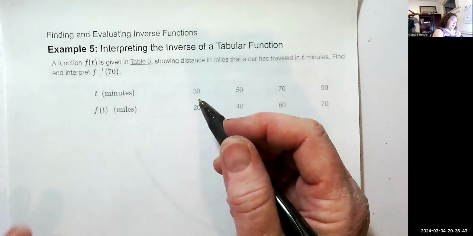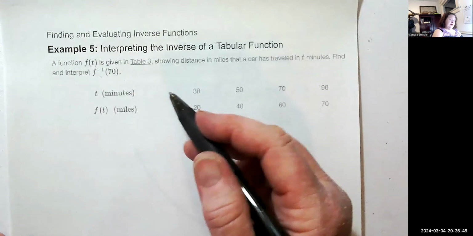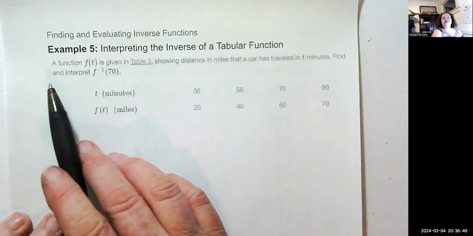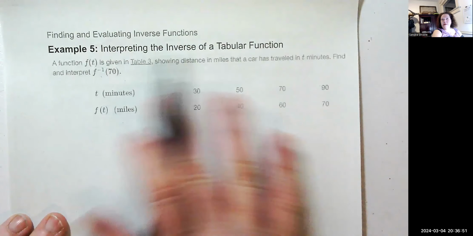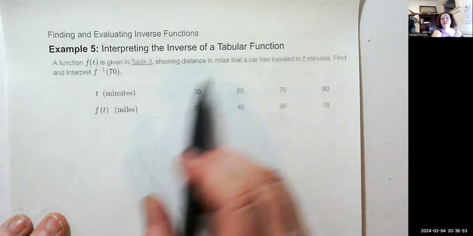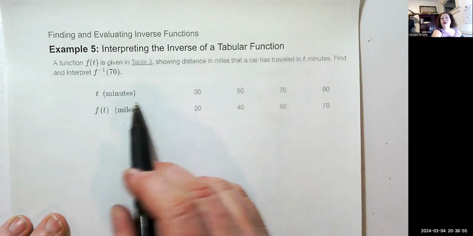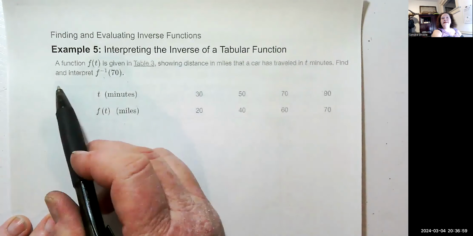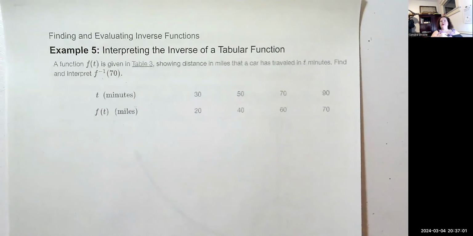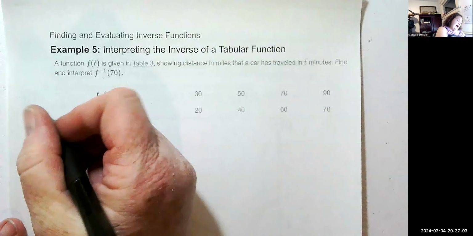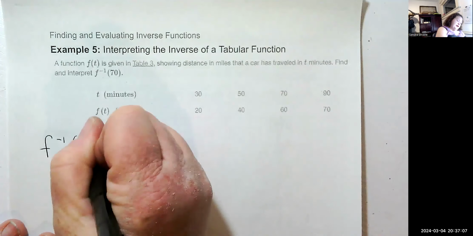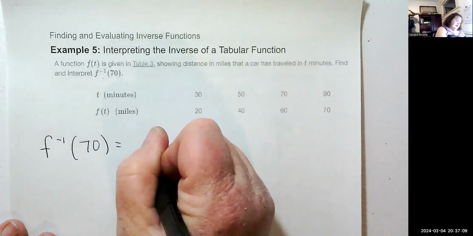The next one is finding and evaluating inverse functions, interpreting the inverse of a tabular function. It says a function f of t is given in the table showing distance in miles that a car has traveled in t minutes. Find and interpret the inverse of f 70. So I do this, and if you find a different way that you like to do it, please share that with me. I'd be happy to hear that.